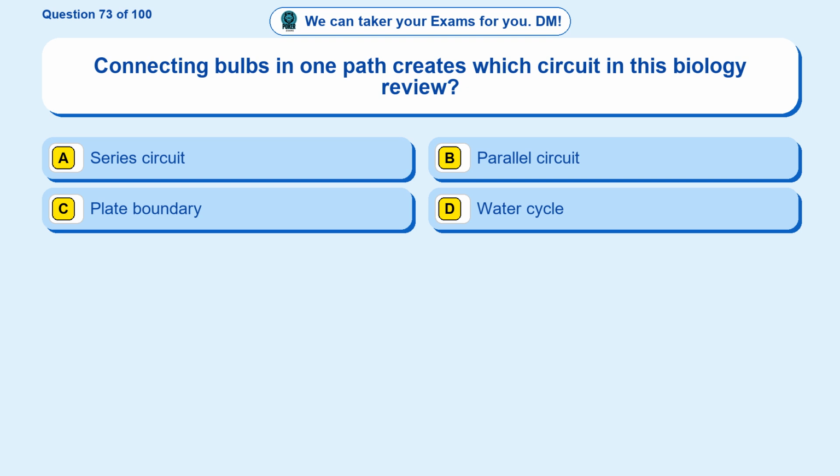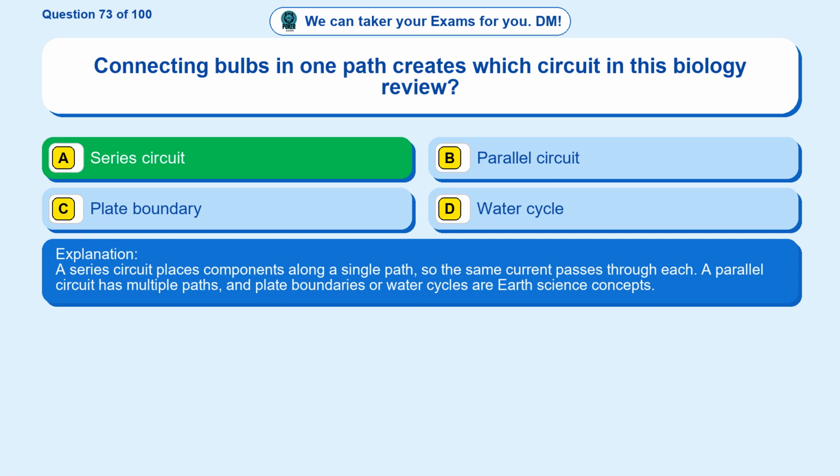Question 73. Connecting bulbs in one path creates which circuit in this biology review? Option A, series circuit. Option B, parallel circuit. Option C, plate boundary. Option D, water cycle. The correct answer is option A. Series circuit. A series circuit places components along a single path, so the same current passes through each. A parallel circuit has multiple paths, and plate boundaries or water cycles are earth science concepts.